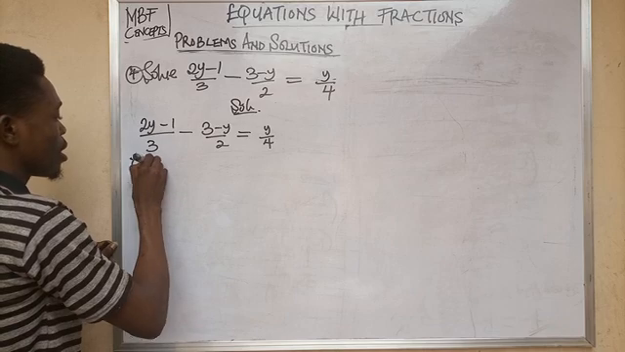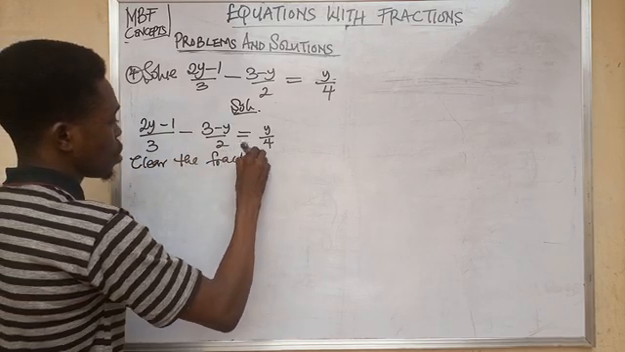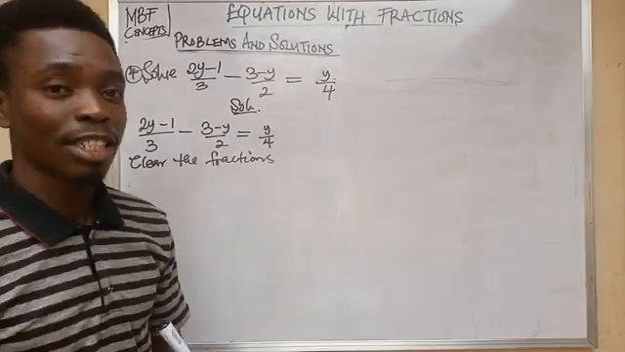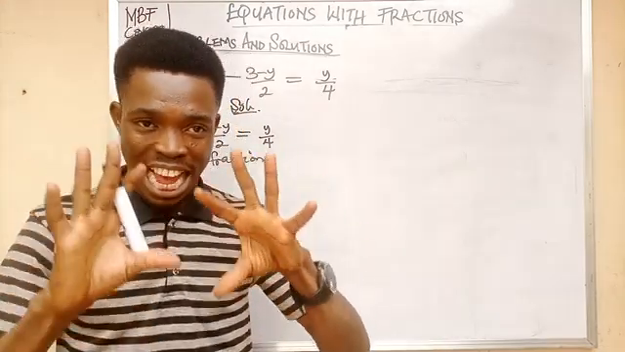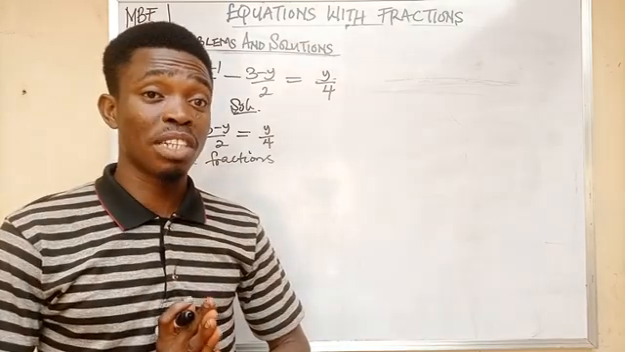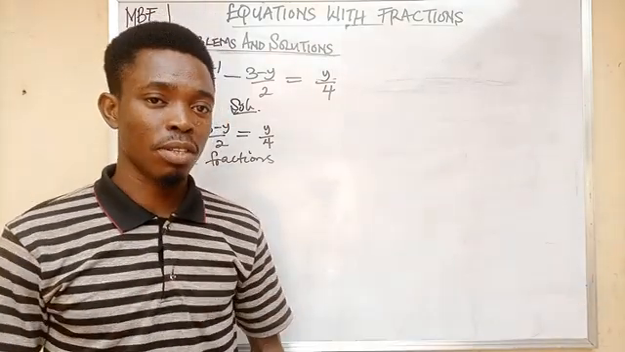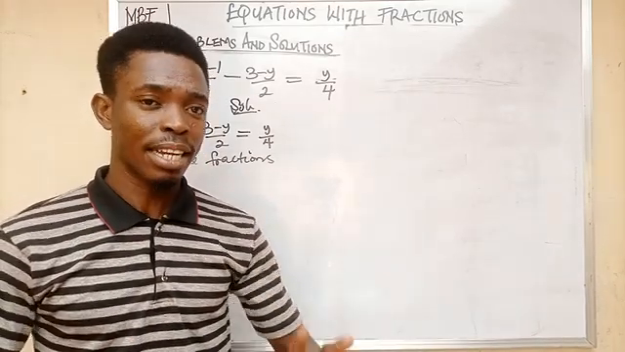So the next thing is first is what? Clear the fractions. And like I explained earlier, to clear the fraction is to eliminate the denominator. And the only way to eliminate the denominator is to find the L.C.M of the denominator. Having obtained the L.C.M of the denominator, then use that L.C.M to multiply each of those fractions. Then you will successfully eliminate the denominator. Hope that is taken. Yes, guys.